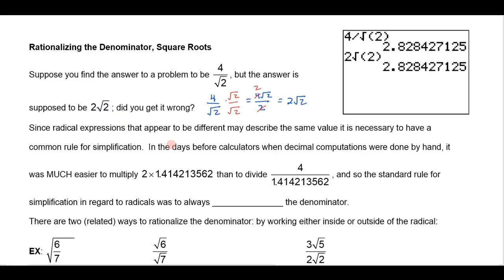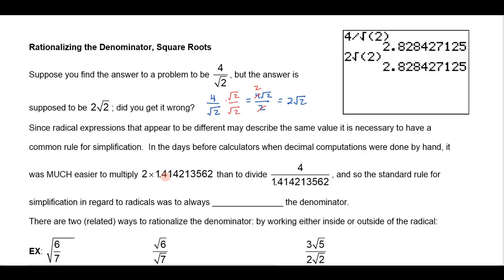All right, so in the days before calculators, when decimal computations were done by hand, it was much easier to multiply 2 times the square root of 2, that's this one right here, where the square root of 2 is about 1.414, than it was to divide 4 by the square root of 2, right? This would be a really cumbersome calculation here.